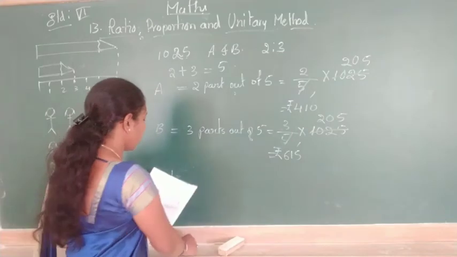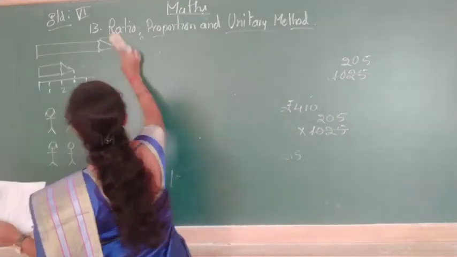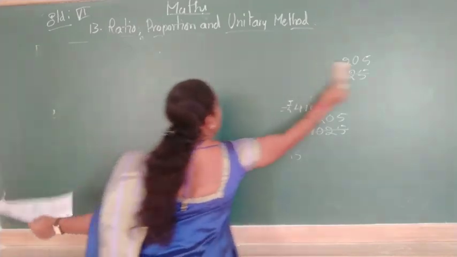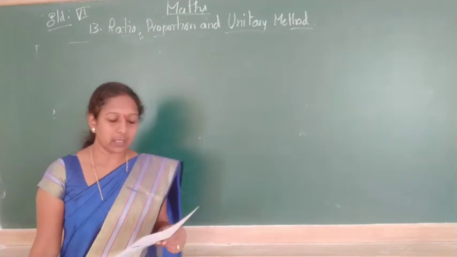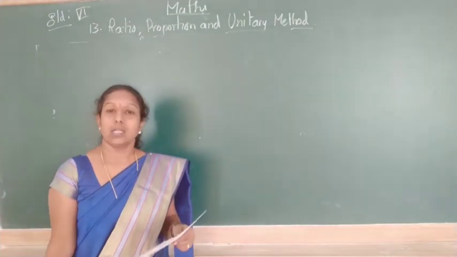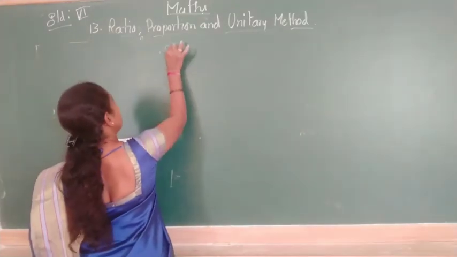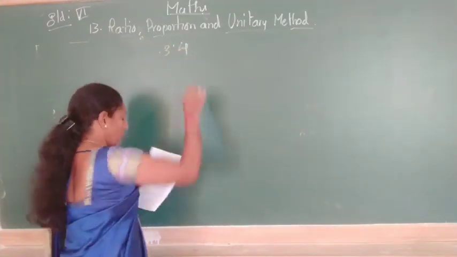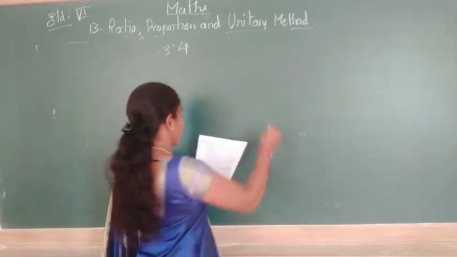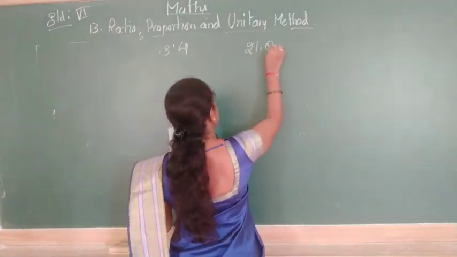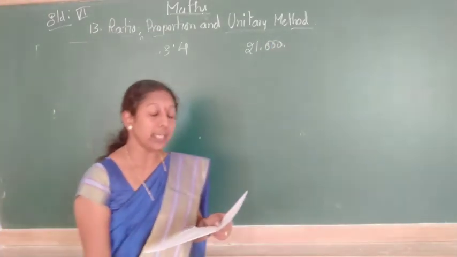Now in the same pattern, one more sum is given there. Okay, so what is that? Here, the ratio of the income of Aruna and Beena. These are the two people. The ratio of their income is 3:4. If their total income is how much? Total income is 21,000 rupees.